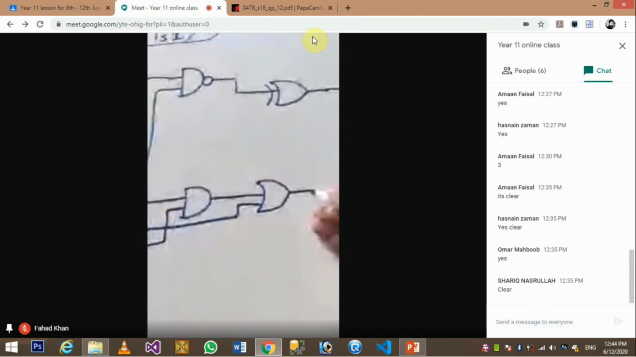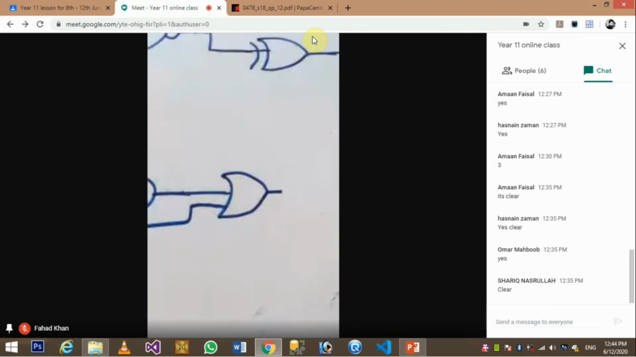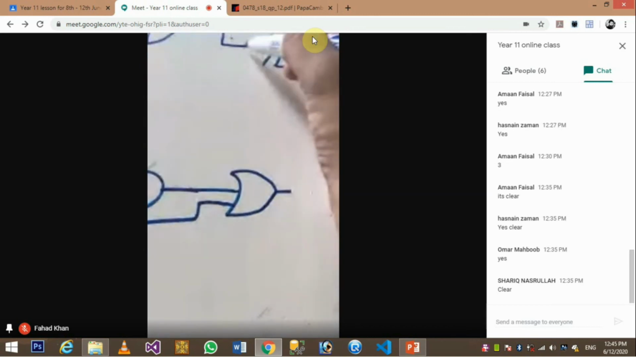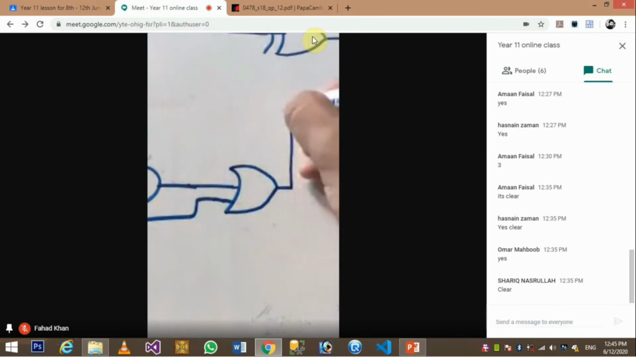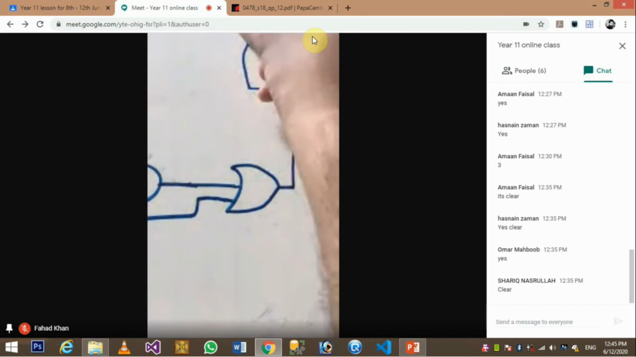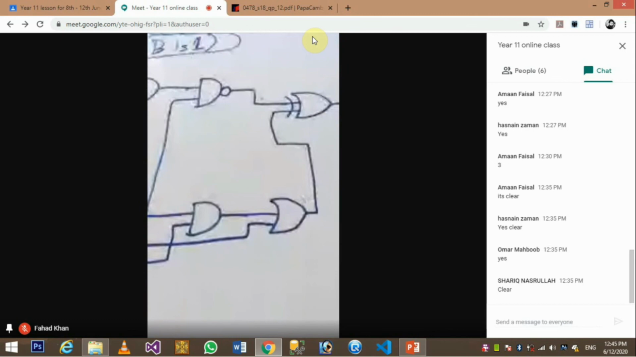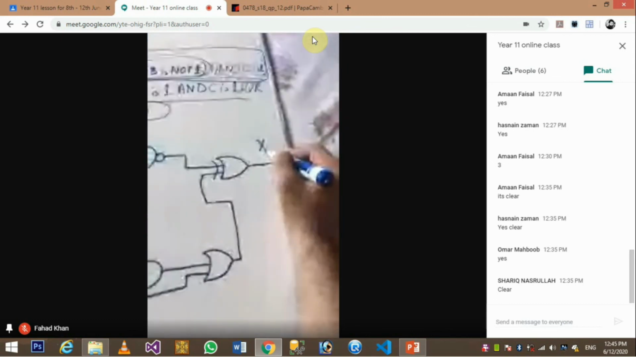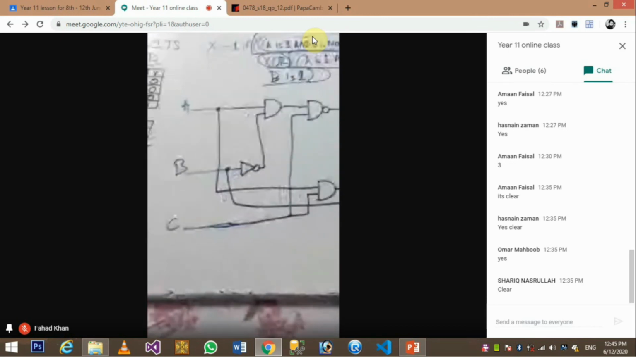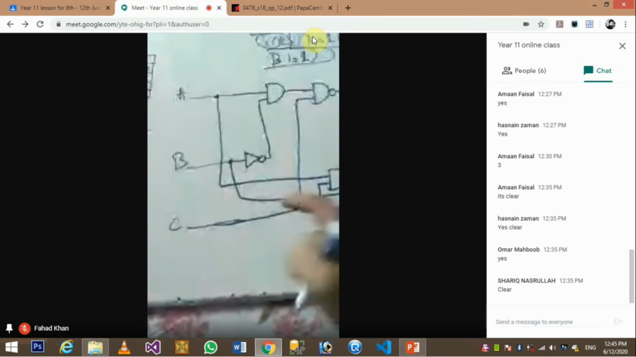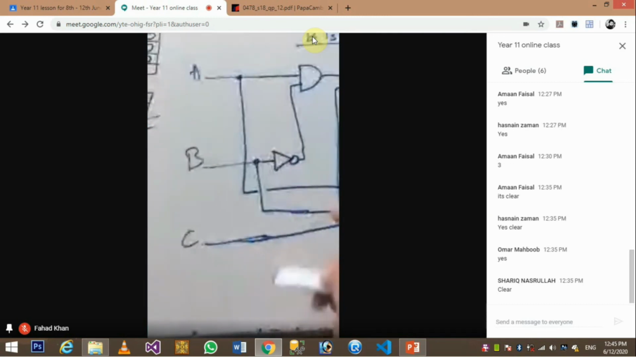What is the output of this part? Here, this is the output of that part, and this is the output of this part, and then this would be connected with this gate, and the output is X, because it says X is 1 here. So that's how we make the logic circuit. We're just making it more tidy.